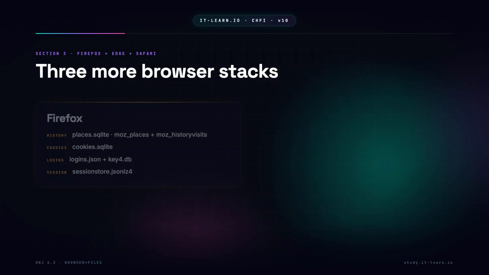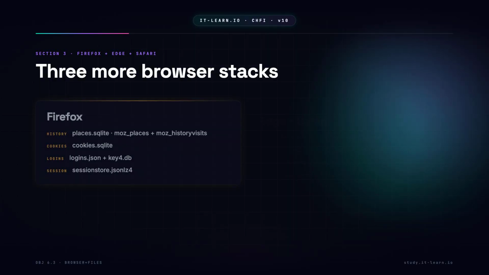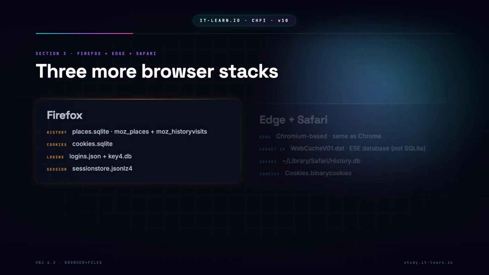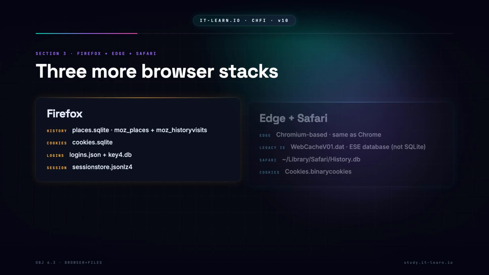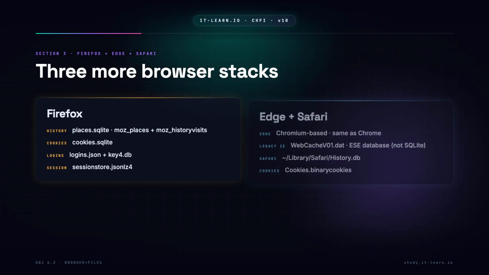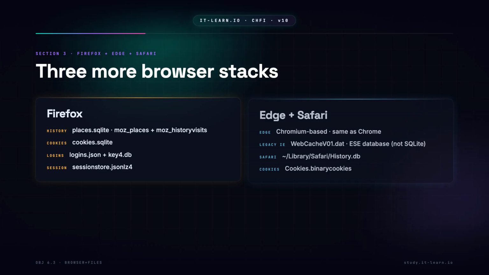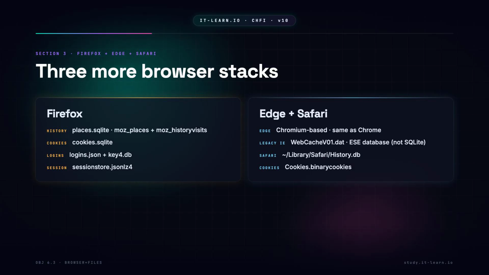Firefox: profile at AppData Mozilla Firefox profiles. History and bookmarks in places.sqlite, moz_places and moz_historyvisits tables. Cookies, cookies.sqlite. Form history, formhistory.sqlite. Logins, logins.json, key4.db, encrypted passwords. Session store, sessionstore.jsonlz4, current or last session. Microsoft Edge, Chromium based since Edge 79, same structure as Chrome under local app data. Microsoft Edge legacy and Internet Explorer: WebCacheV01.dat, stored at local app data Microsoft Windows WebCache, an ESE database, Extensible Storage Engine, not SQLite, different tool required.